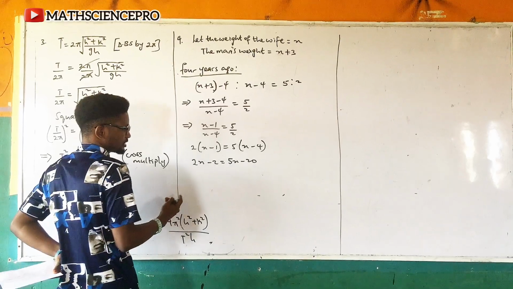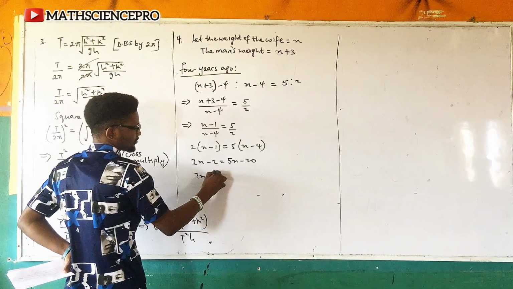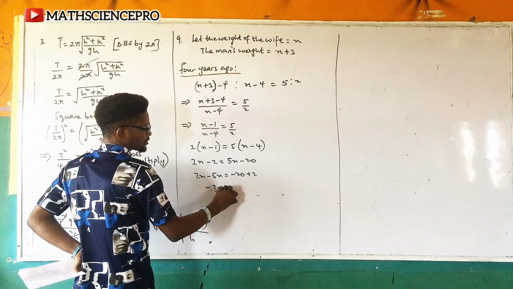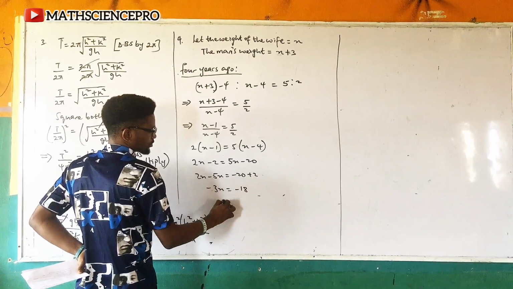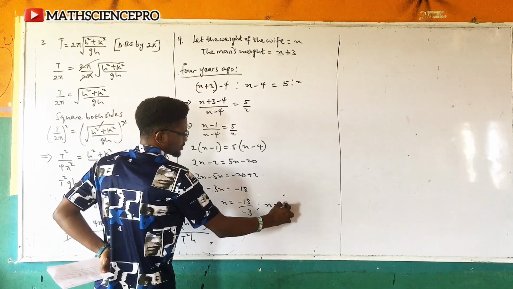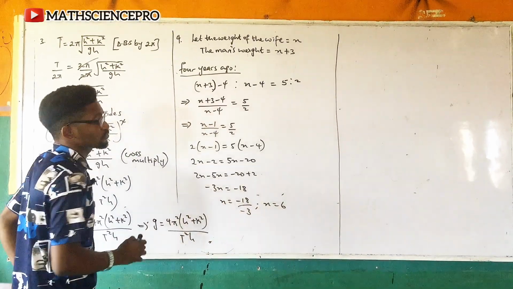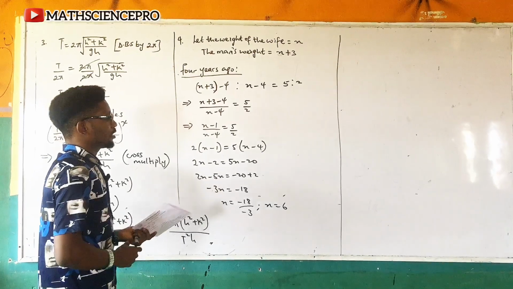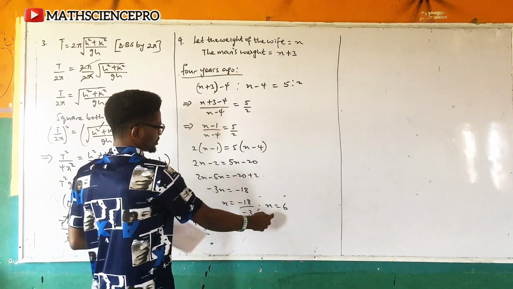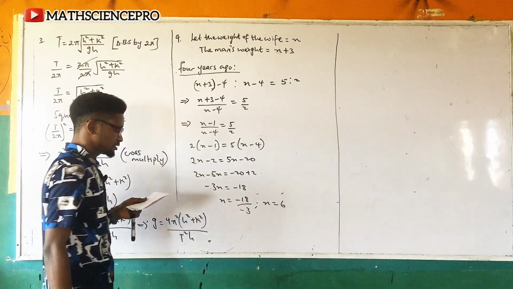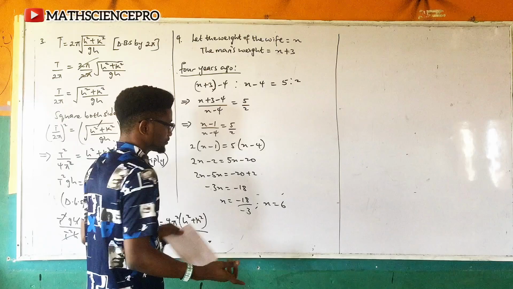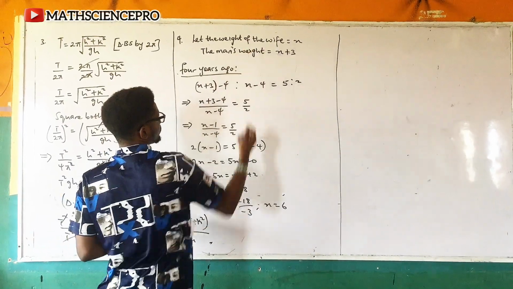When trying to simplify this further, 2x minus 5x equals minus 20 plus 2. We have minus 3x equals minus 18. So x is going to be negative 18 over negative 3. So at the end, x is going to be 6. So I have gotten the value of my x. And remember, we said let the weight of the wife be x. So it means the weight of the wife is actually 6. The question is we should find their present weight. So if x is 6, it means the weight of the wife is 6.